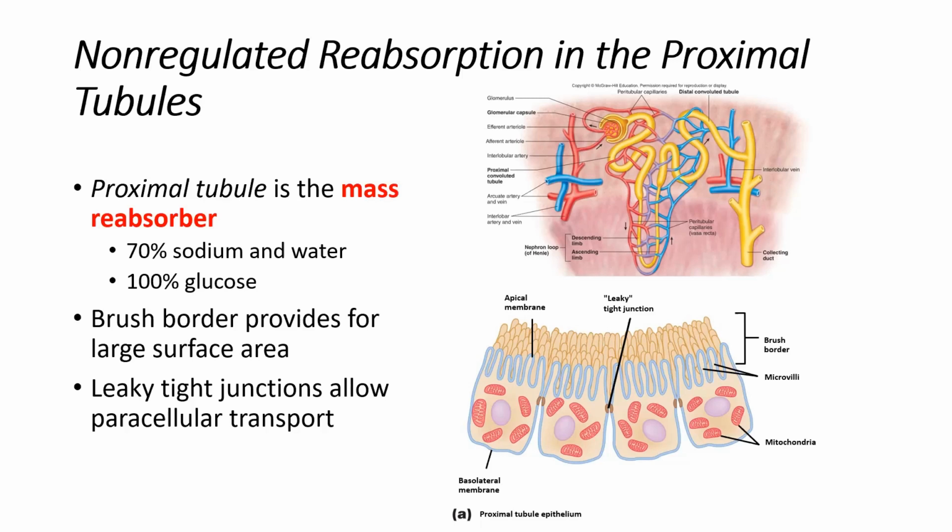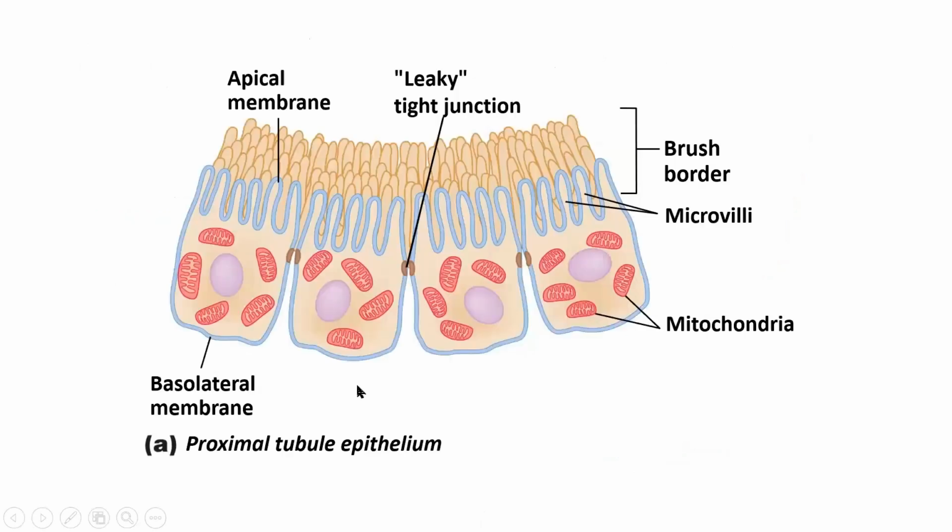There are also leaky tight junctions in between the cells. So there's some cell-to-cell openings here where we can have that paracellular transport. So some particles, substances can move right through the sides of these cells because the tight junctions here are quite leaky. And so this is another adaptation that indicates that we see unregulated or free reabsorption taking place across the proximal tubule. All right. And this is just kind of reiterated on this slide.